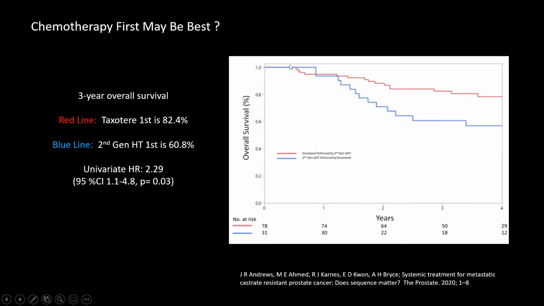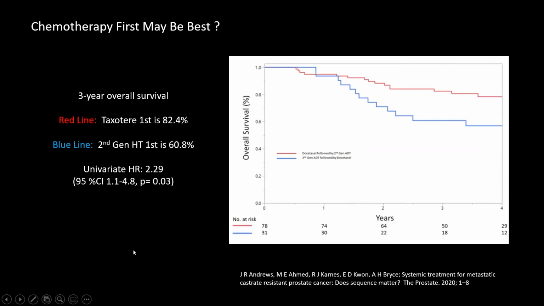The blue line on this graph basically depicts patients' survival if you start with second-generation hormone therapy first and then try to get chemo. Based on our retrospective study, it seems that survival is not as optimal if you start with these convenient oral drugs prior to receiving chemotherapy. It seems that patients that get chemotherapy up front actually may do better than patients that start with these oral drugs. However, I have to remind you, this is retrospective data.